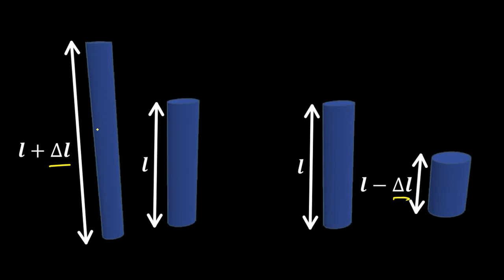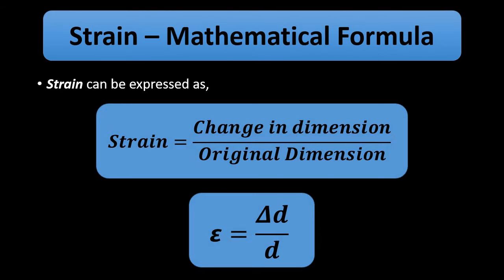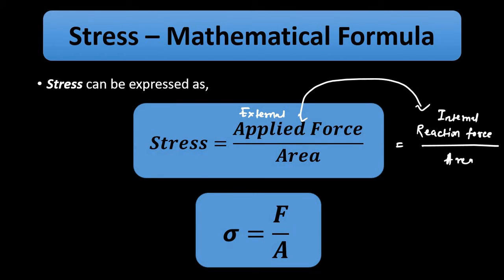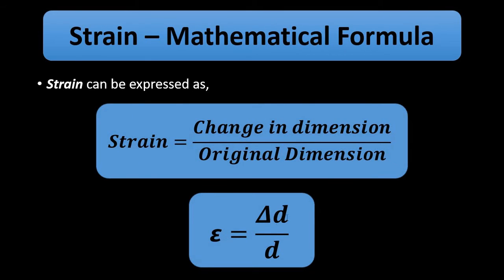This change in length divided by the original length gives us the longitudinal strain, which is expressed in terms of epsilon. Stress is expressed in terms of sigma, F by A, reaction force by area. Strain is expressed in terms of epsilon, change in parameter by original parameter.